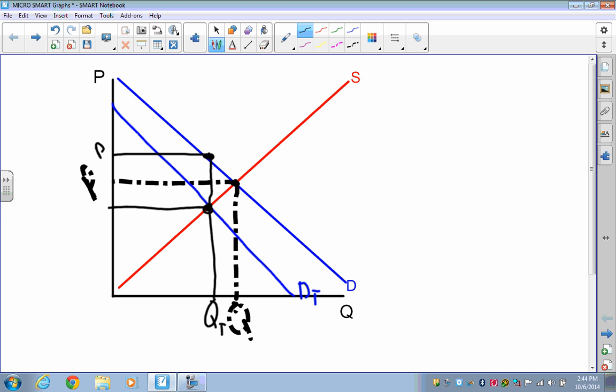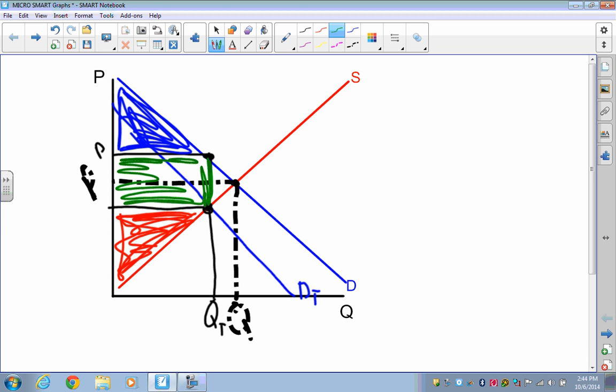This is what consumers are paying, which means if we go to start shading this stuff in, here's our consumer surplus again. Here is our producer surplus. And what do we have in the middle? The wedge, the tax revenue. So our tax revenue is right there, except what's the other thing that makes us inefficient? The deadweight loss.